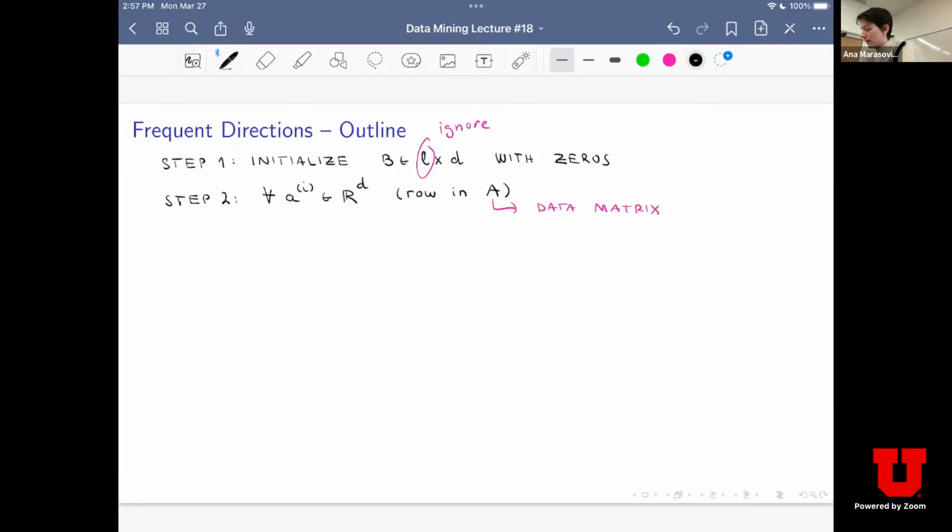So, as in Misra-Gries, I will call this step 3. If there is a 0 row in B, then you're going to replace the 0 row with your element A_i. That's the same as in Misra-Gries, when we had 0 in our counter, we had placed the element in the location array.